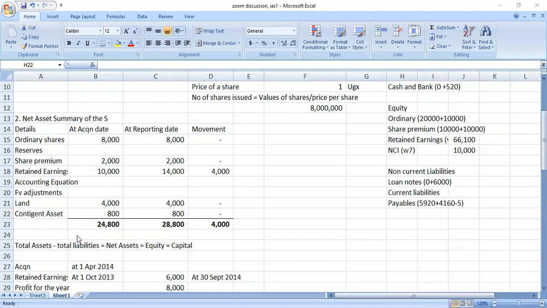Then bank overdraft. The parent has 1,700, but the subsidiary doesn't have anything. Then you have a provision for tax. They both had. Parent is 3,070. Subsidiary is 2,180. And then we are done.